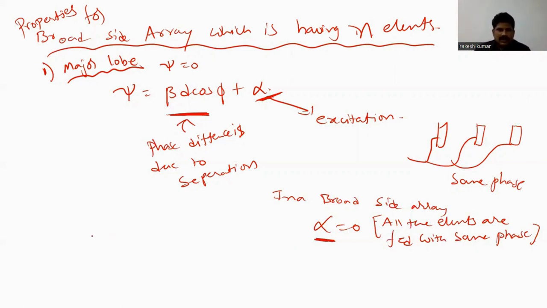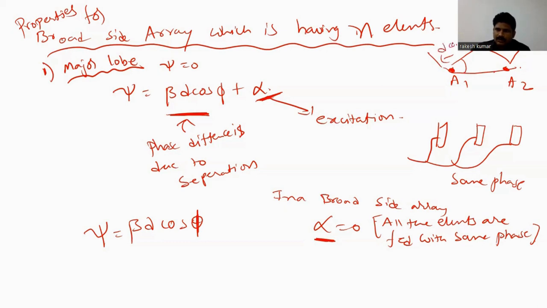So what is the value of psi in a broadside array? Psi is equal to beta d cos theta, or cos phi, which is due to separation. Let us consider two elements, A1 and A2, and this is the point of observation P. Which signal will reach the point P first? The A2 signal will reach first. How much extra distance must be traveled by A1 compared to A2? The extra distance is d cos theta, which is due to separation.